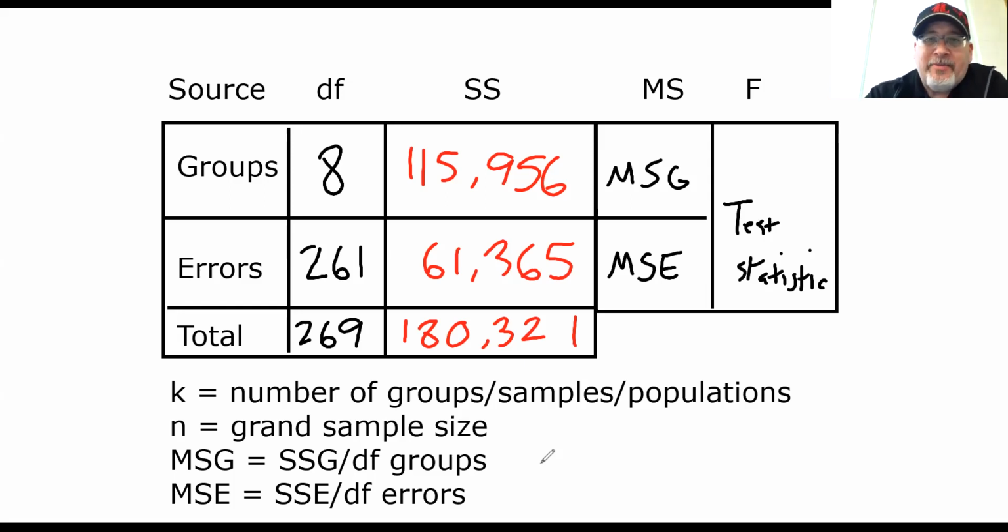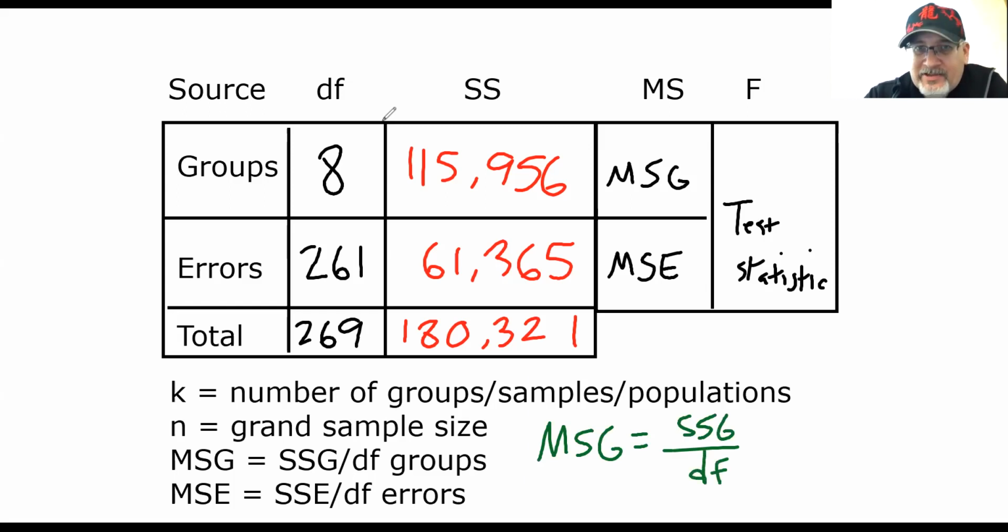All right, now for the MSG and the MSE. I'm going to work them out down here and just write their results on top. Go to green. For the MSG, simply take the SSG and divide it by its degrees of freedom.